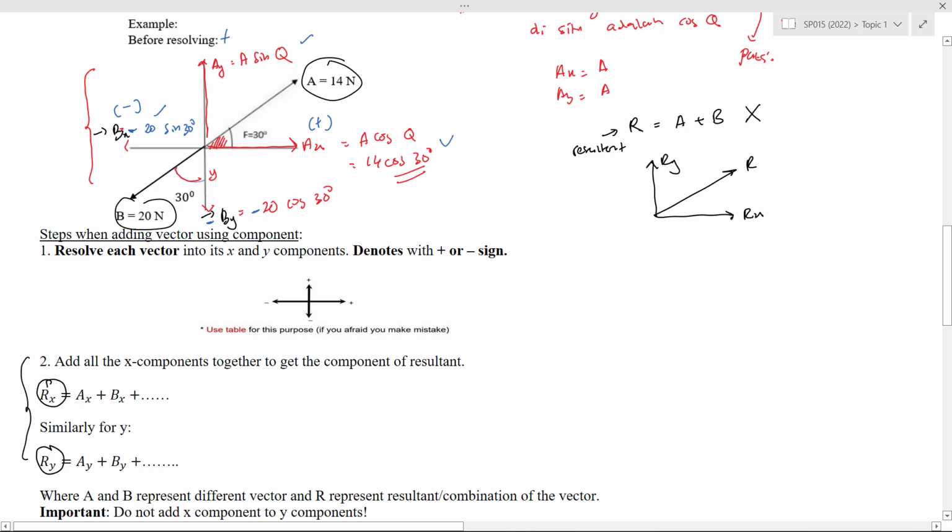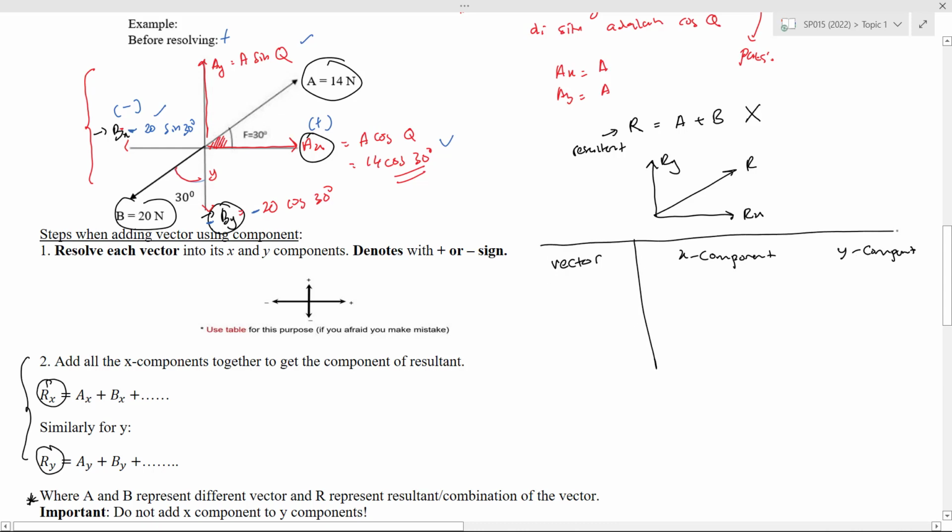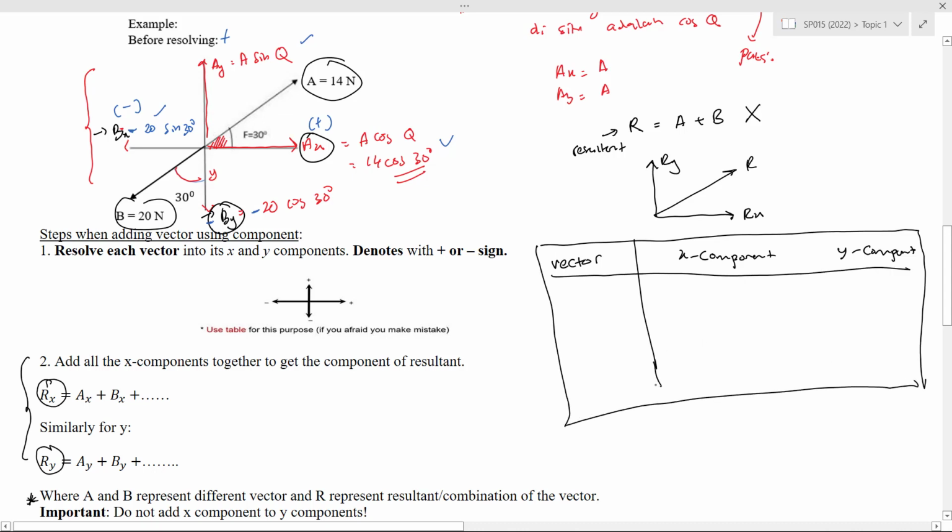Okay, you can only add them in their own components. Okay, important kepada anak muda saya, you cannot add contohnya AX kepada BY. Jangan buat nak cari naas kat situ. That is completely wrong. Okay, so step 1 dengan step 2 ni can be simplified by simply drawing a table. Okay, table apa? The table of vector. You tulis vector, you tulis X component, you tulis Y component. Okay, kotak ni you must always do bila you ada resolving of vectors, unless soalan tu minta kita cari komponen dia saja.